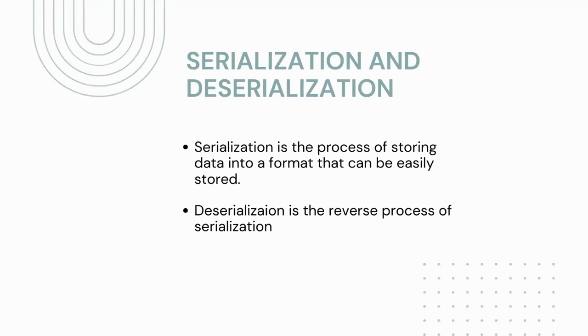Next is about serialization and deserialization. Serialization: we saw how serializers work in Django. It will convert a complex data type, structure, or object into a suitable format for transmission or storage, such as JSON or XML. Deserialization: similarly, serializers can also perform deserialization, which involves converting serialized data back into its original form.